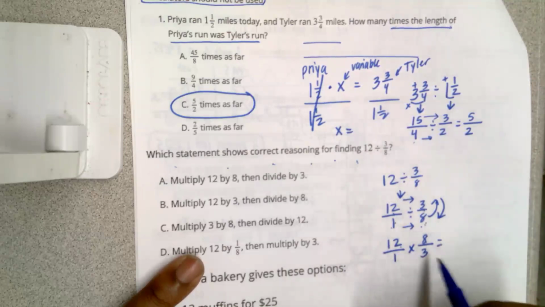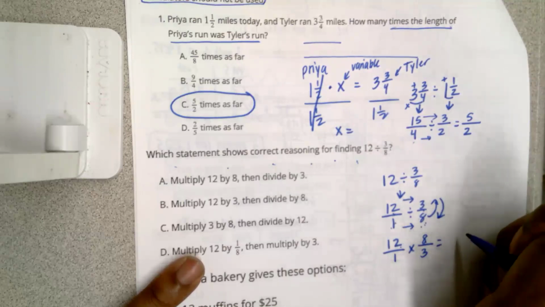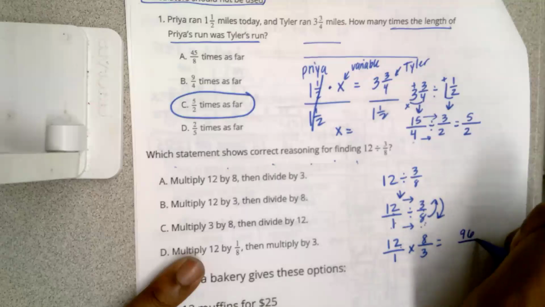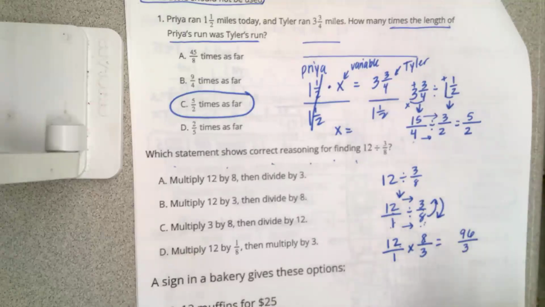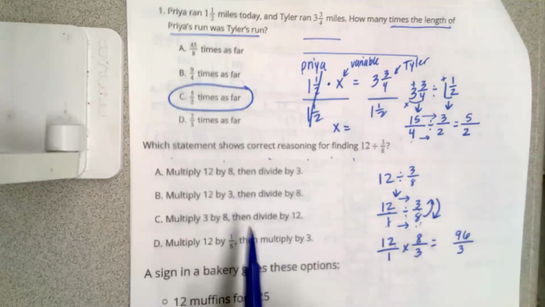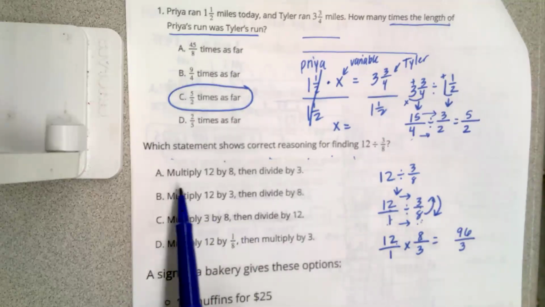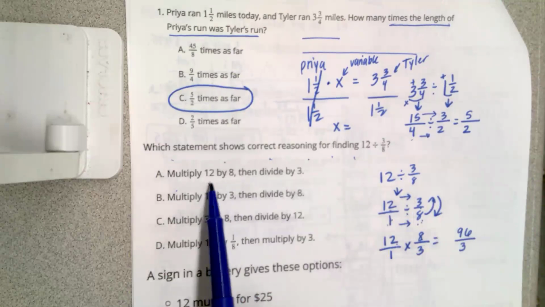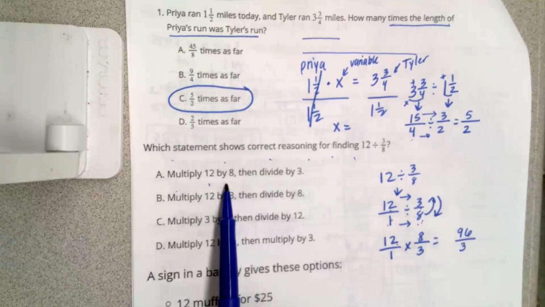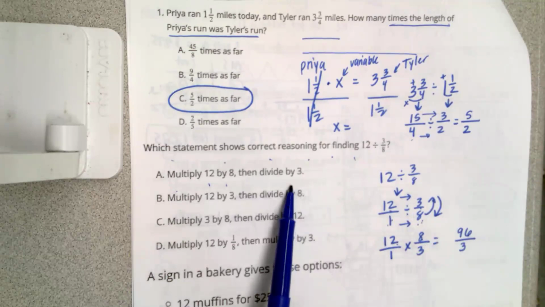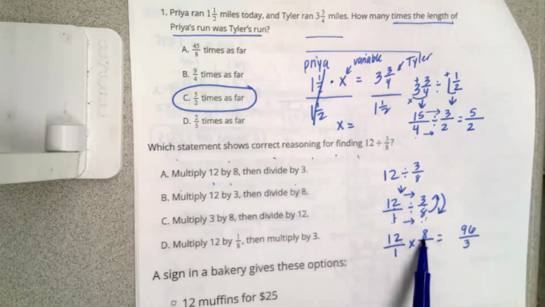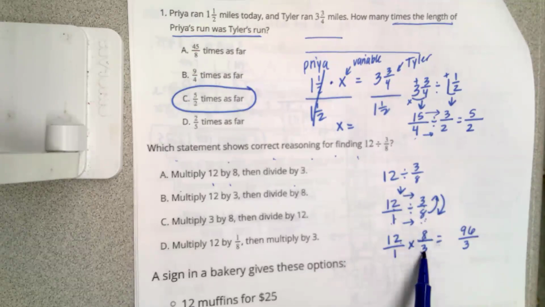12 times 8 is about 96, and 1 times 3 is 3. So let's ask ourselves, what do we do? Do we multiply by 12, multiply 12 by 8, then divide by 3? Yeah, 12 times 8 divided by 3.